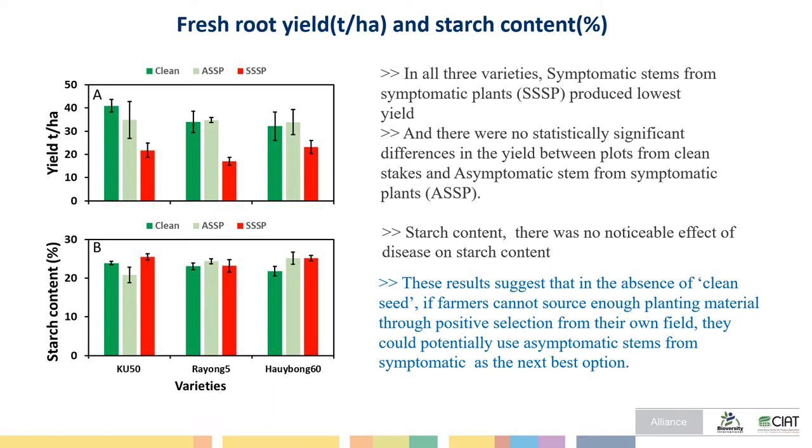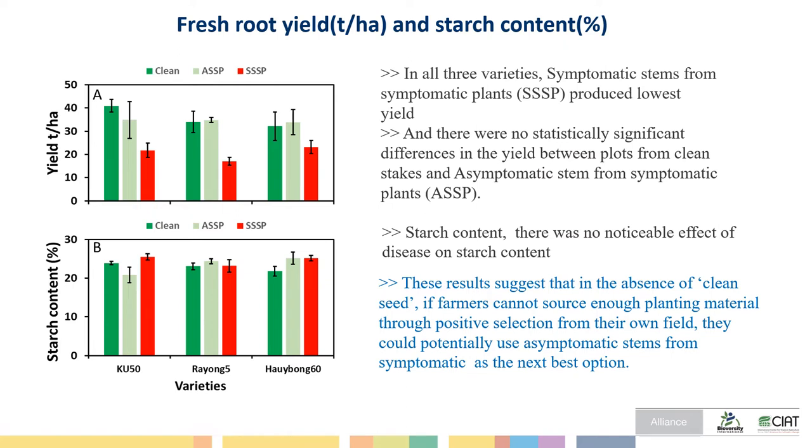In all three varieties, symptomatic stem from symptomatic plants produced the lowest yield, and there was no significant difference in yield between plots from clean stake and asymptomatic stem from symptomatic plants. Also for starch content, there was no notable effect of disease on starch content.